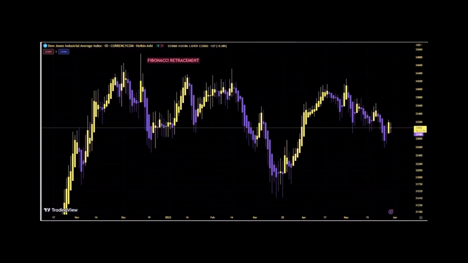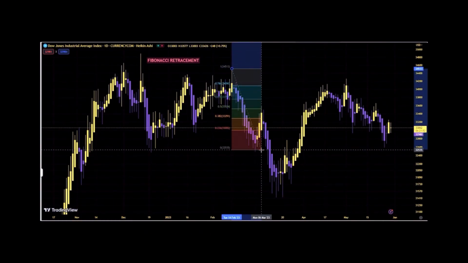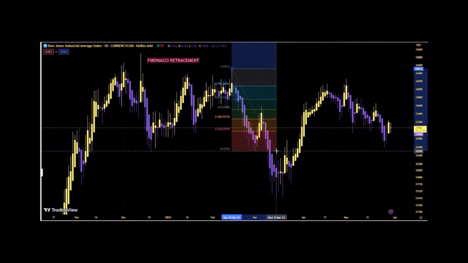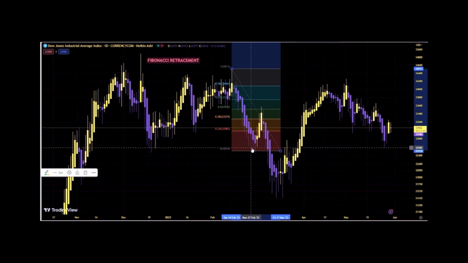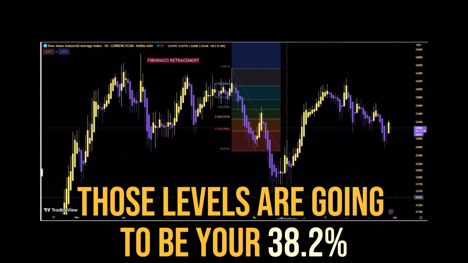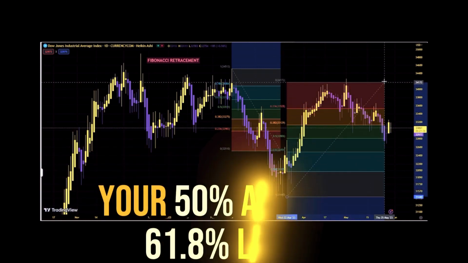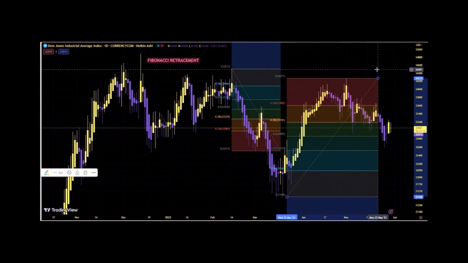You're going to look for your swing high or swing low depending on the trend that you're in, right? So once you determine that, you're going to draw your Fibonacci retracement and you're going to look for key areas on the retracement. There are 3 zones that I specifically pay attention to on any Fibonacci I throw up on my chart. Those levels are going to be your 38.2%, your 50%, and your 61.8% levels, okay?